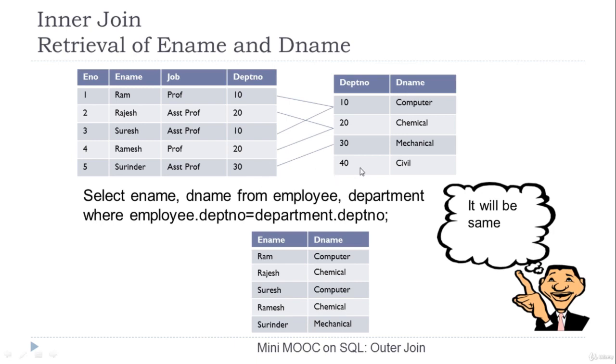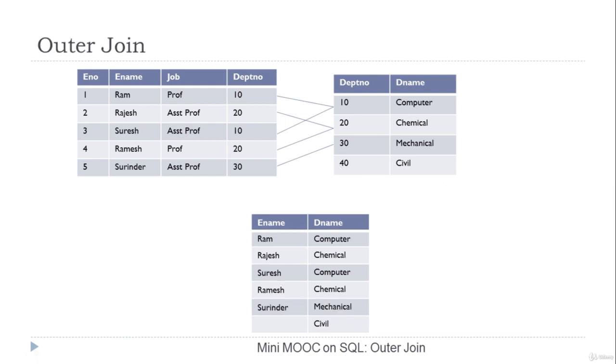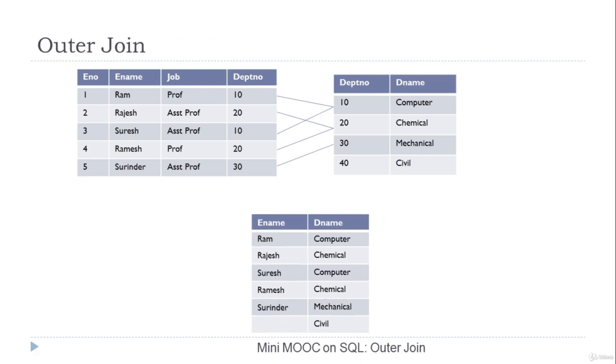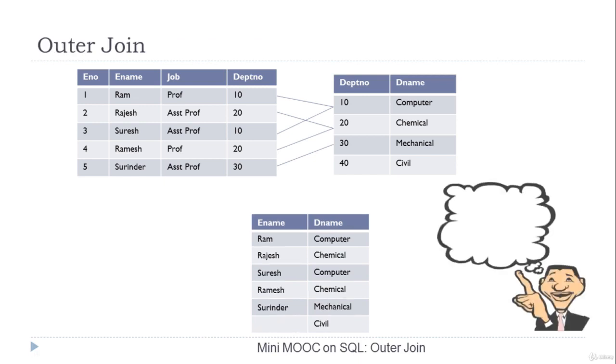Because department number 40 in department table is not participating in any pair corresponding to employee table records, it will not appear in the output. So the output will be the same. But it is desirable to produce this output where it is indicated that dname civil has no corresponding employee. So this is a more useful output as compared to the previous output where we are only showing 5 records. So in order to show this output, what is the solution?